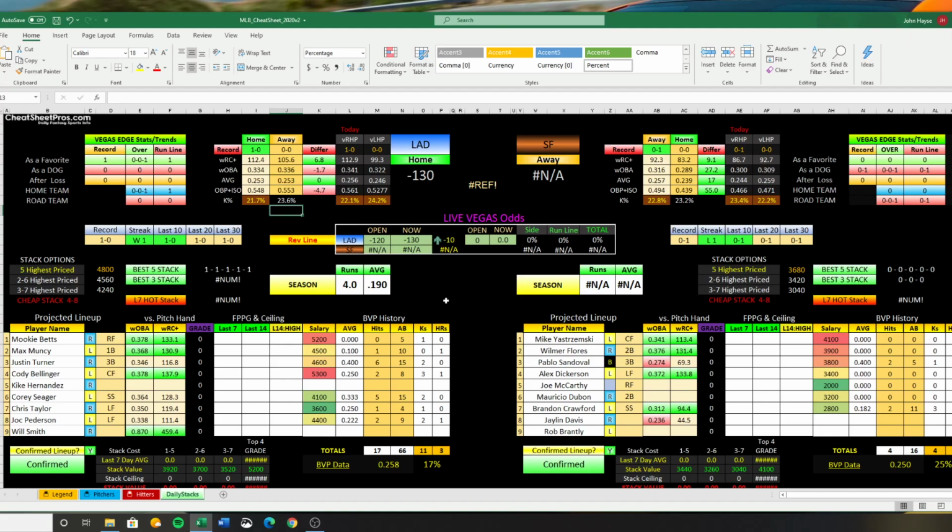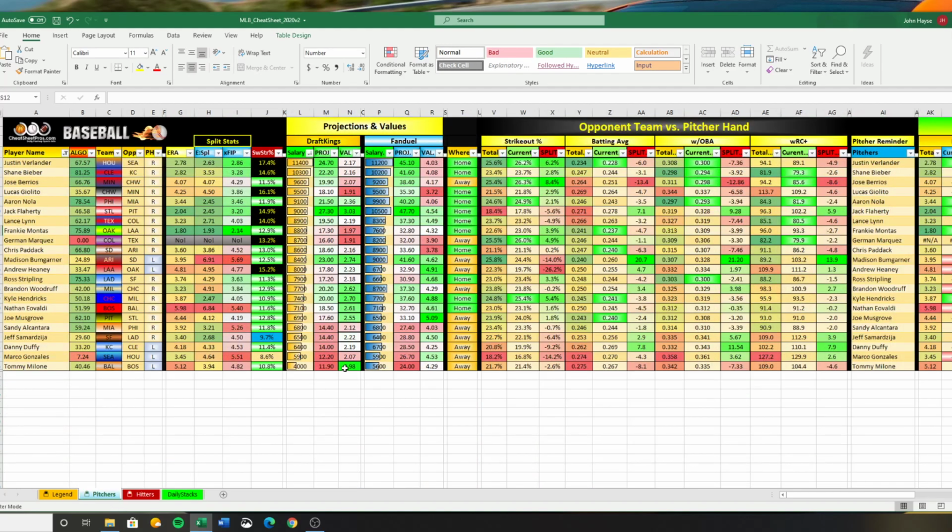There's a couple other tabs that I had last year that I will bring back in the future, but they need more games and stuff to go on. But I wanted to just show you guys that I am working on the baseball sheet. It's almost ready, and a quick tutorial on what to look at and how to use it.